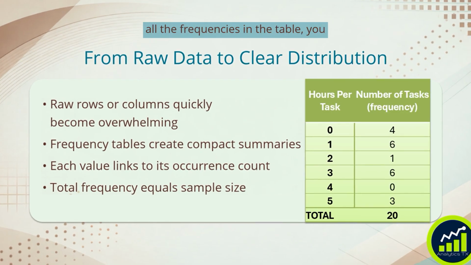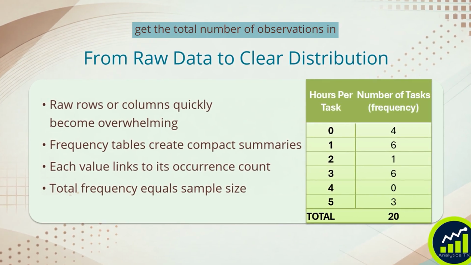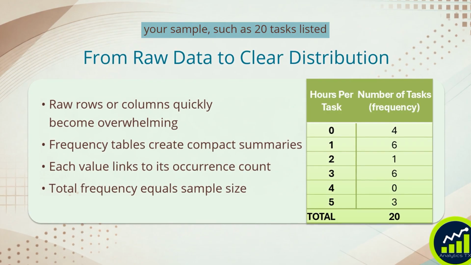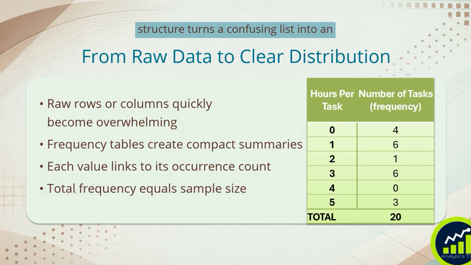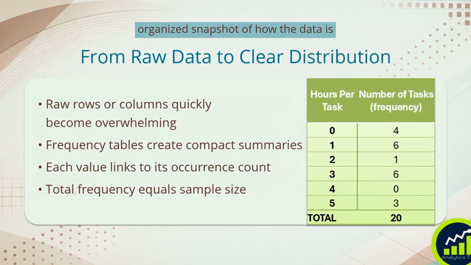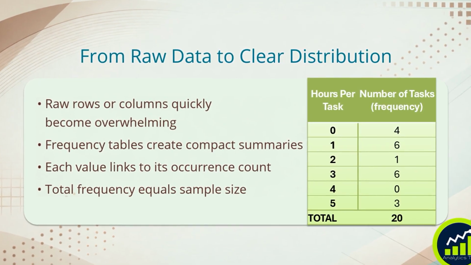When you add all the frequencies in the table, you get the total number of observations in your sample, such as 20 tasks listed in the example shown here. This simple structure turns a confusing list into an organized snapshot of how the data is spread out.